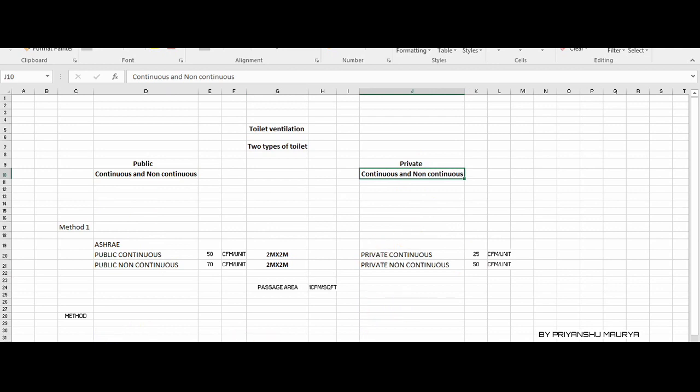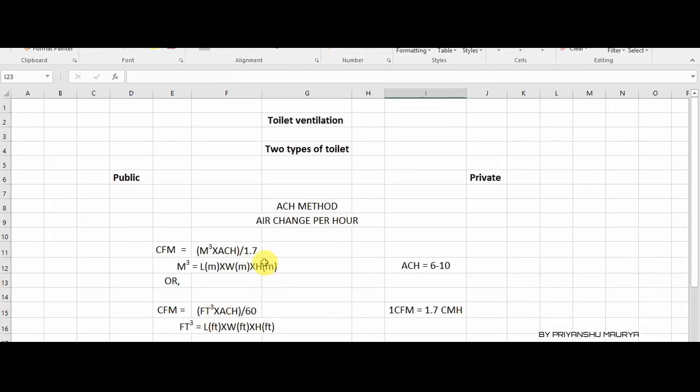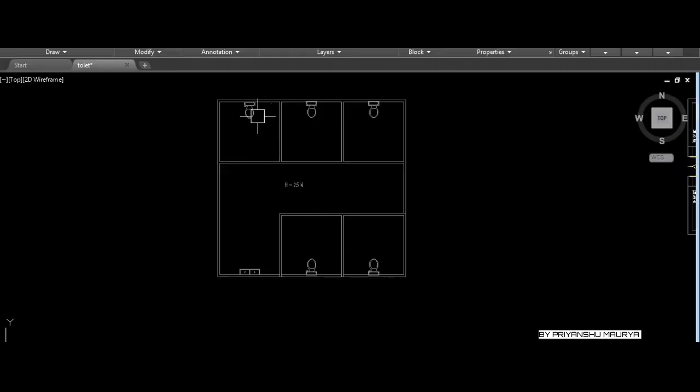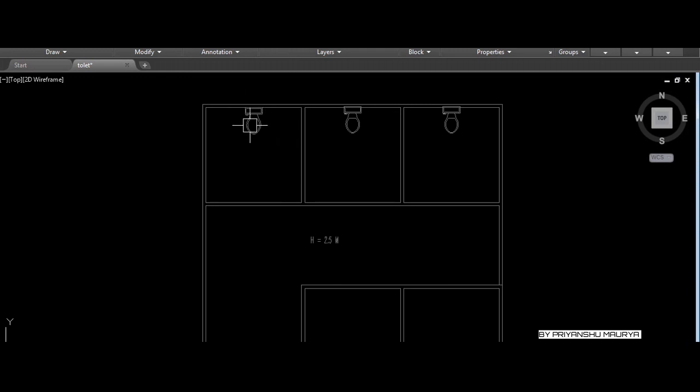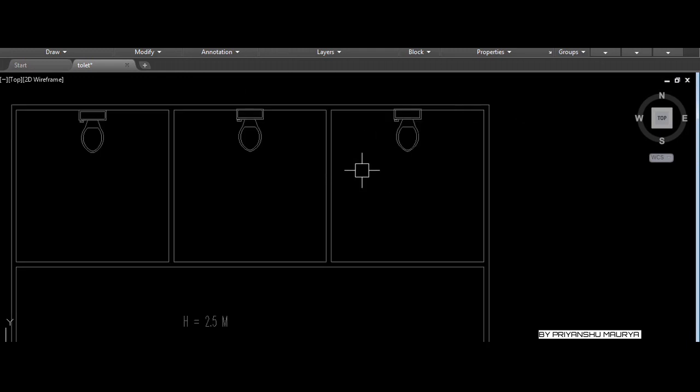But when the toilet size is greater than 2 meter by 2 meter, then we have another method, that is called the ACH method, that is air change per hour method. So what is ACH? Let me explain first. So ACH, air change per hour. Assume here we have one room or toilet, and I am maintaining one ACH, one air change per hour.